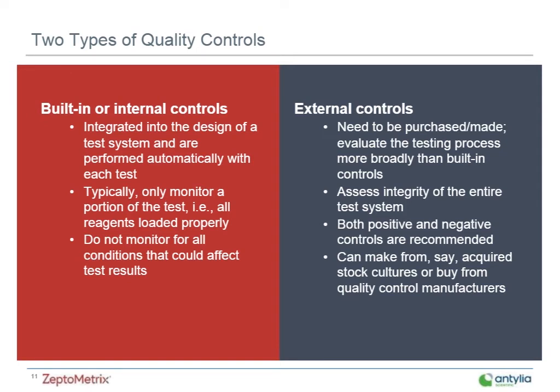On the other side, we have external controls. As the name implies, they need to be purchased or made separately, and really their goal is to evaluate the testing process a bit more broadly than built-in controls can. You want them to assess the integrity of your entire test system. Ideally, you want to have both positive and negative controls on board, and you can make them in your lab from stock cultures that you've acquired, or you can buy them from quality control manufacturers.